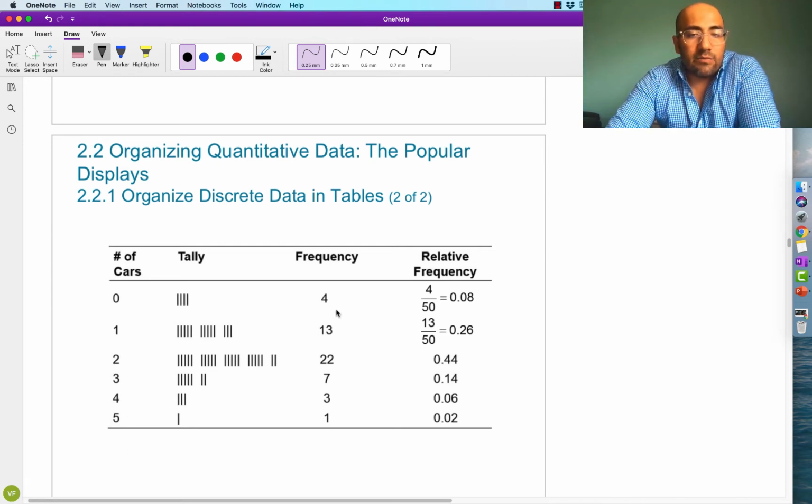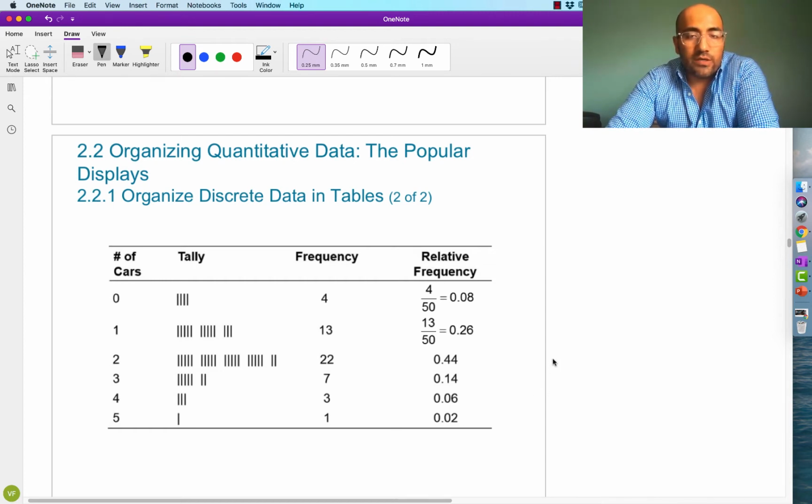We do a running tally, and we can see that of the 50 people, 4 said 0 cars. Of the 50 people, 13 said 1 car. Of the 50 people, 22 said 2 cars. So it looks like by far the most popular option is 2 cars. And then, because there were 50 total, we divide each one of these numbers by 50, and we get the relative frequency, which is the percentage of our sample. So 8% of our responses said 0 cars. 26% of our responses said 1 car. 44%, a little less than half, said 2 cars, and so on and so forth.